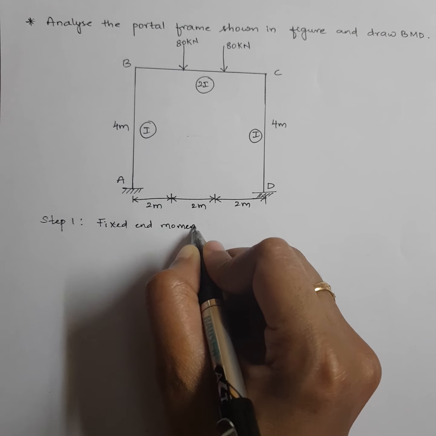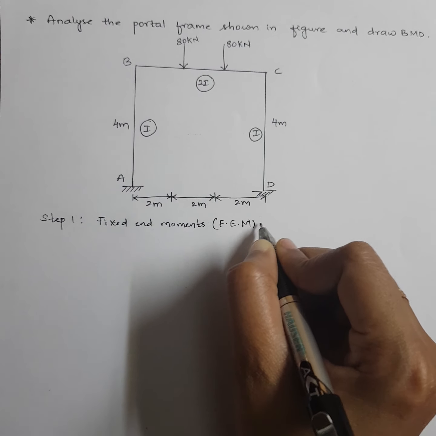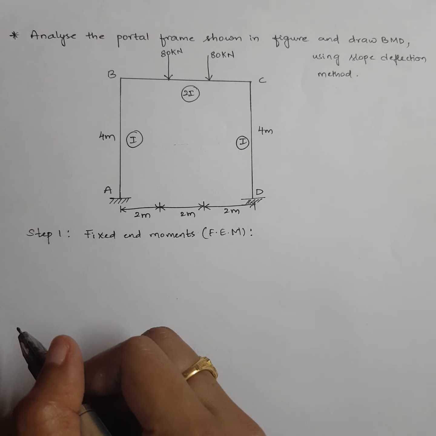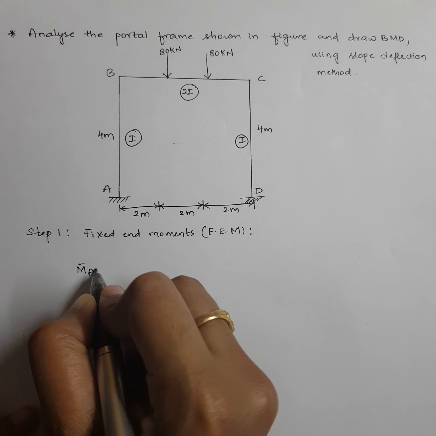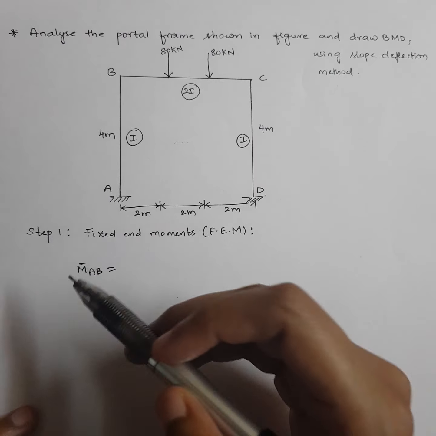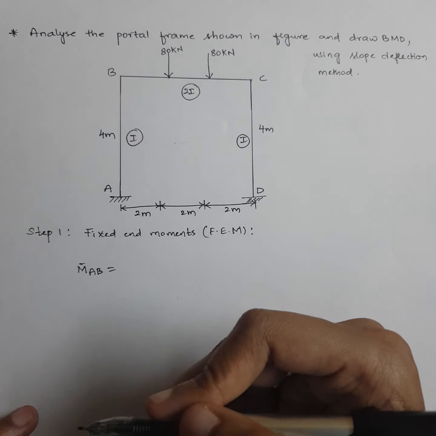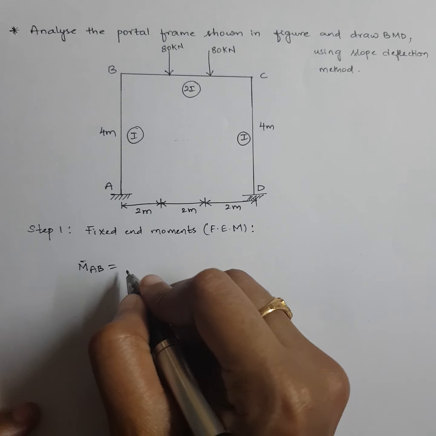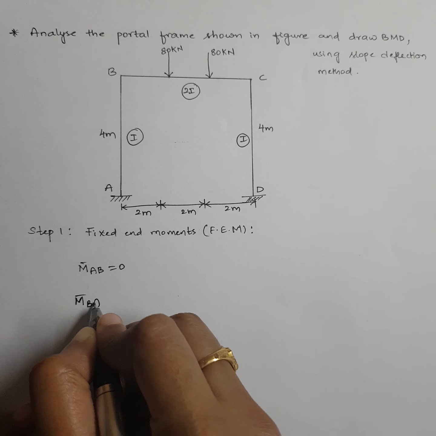This is also written as FEM. I'll write the fixed end moments first. The first one will be M bar AB. For this column AB, I'll take from left to right. When you're taking from left to right, it will be an anti-clock moment, so we'll take minus. But since there is no loading on the column AB, M bar AB is 0. Next, M bar BA is also 0.